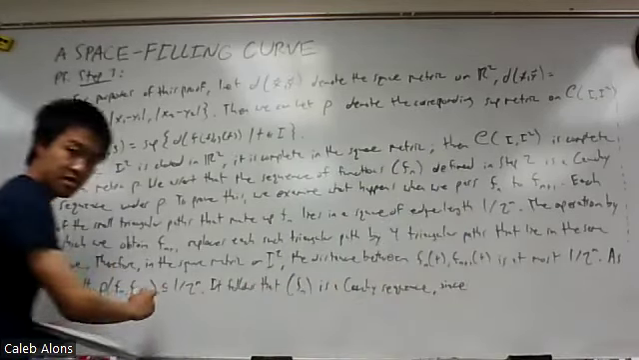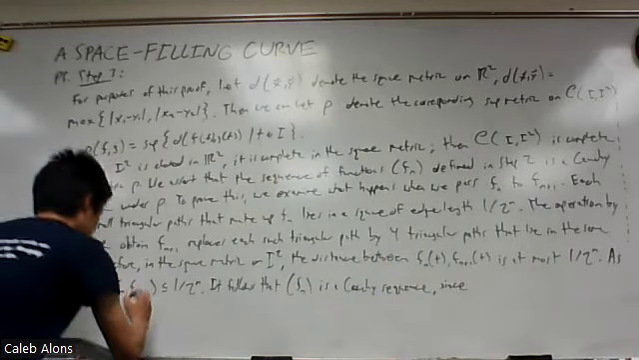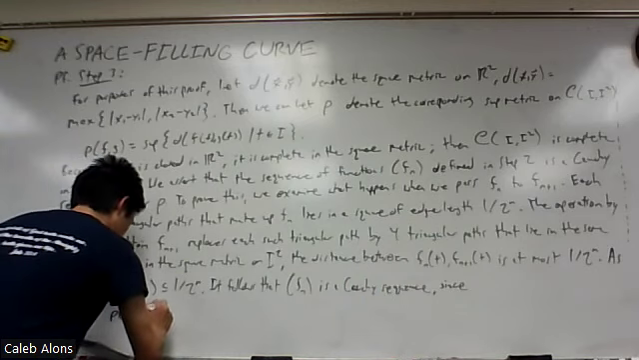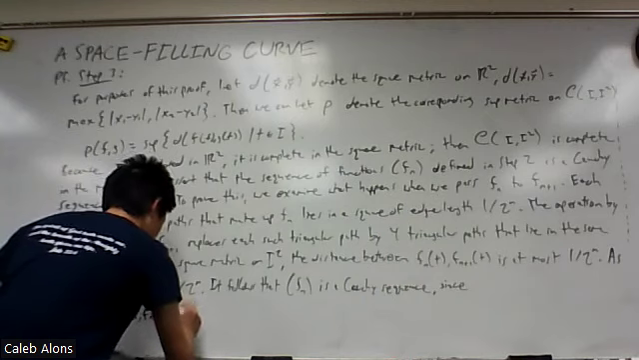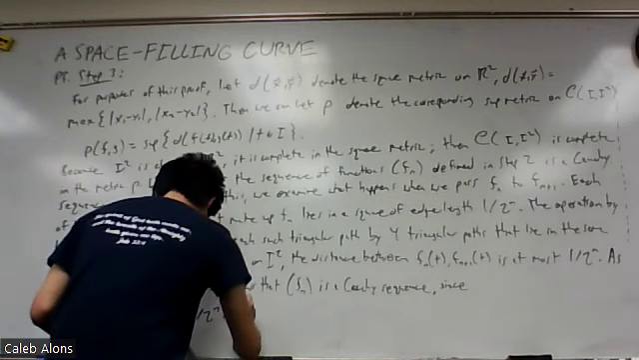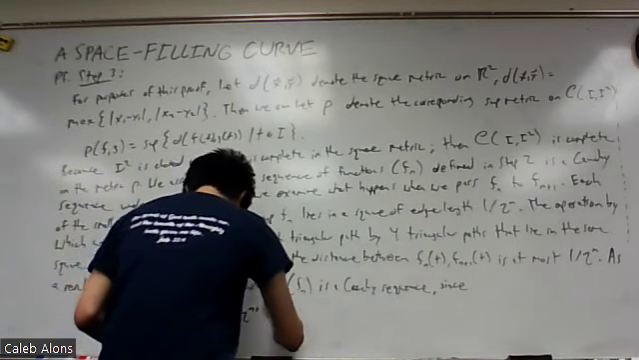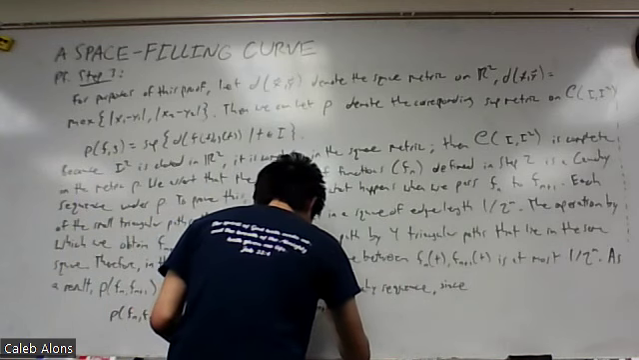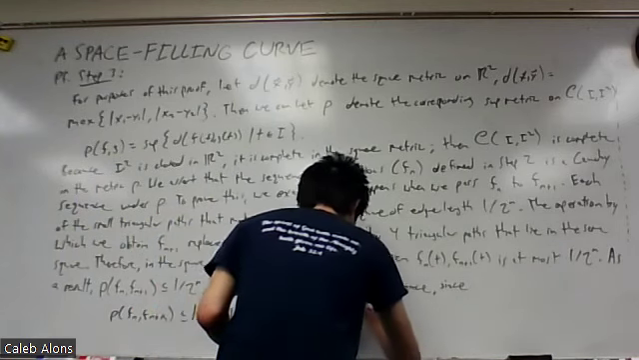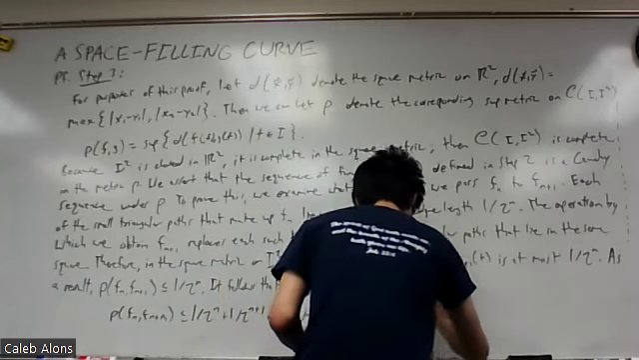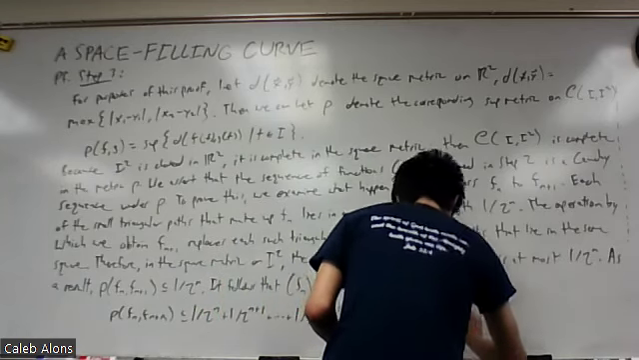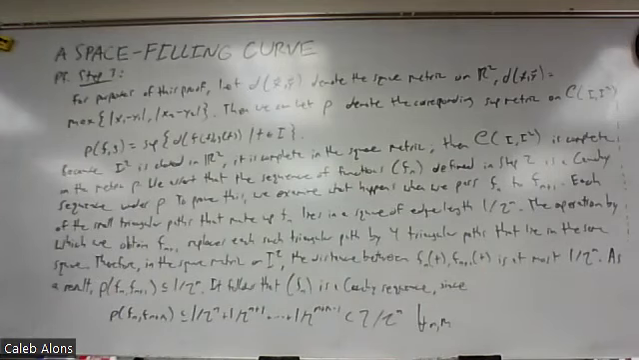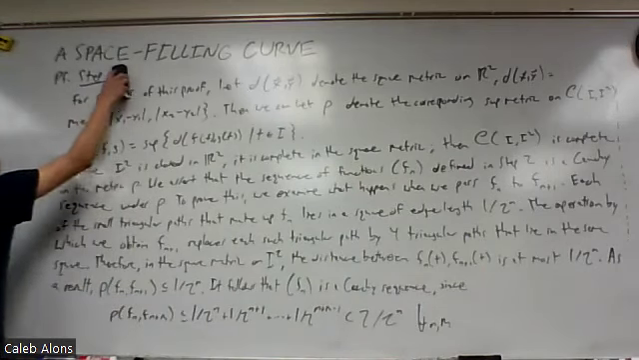Since we see that the distance from fn to fn plus m is going to be less than or equal to 1 over 2 to the n plus 1 over 2 to the n plus 1 up to n plus m minus 1, which is ultimately less than 2 over 2 to the n for all of our n and m.